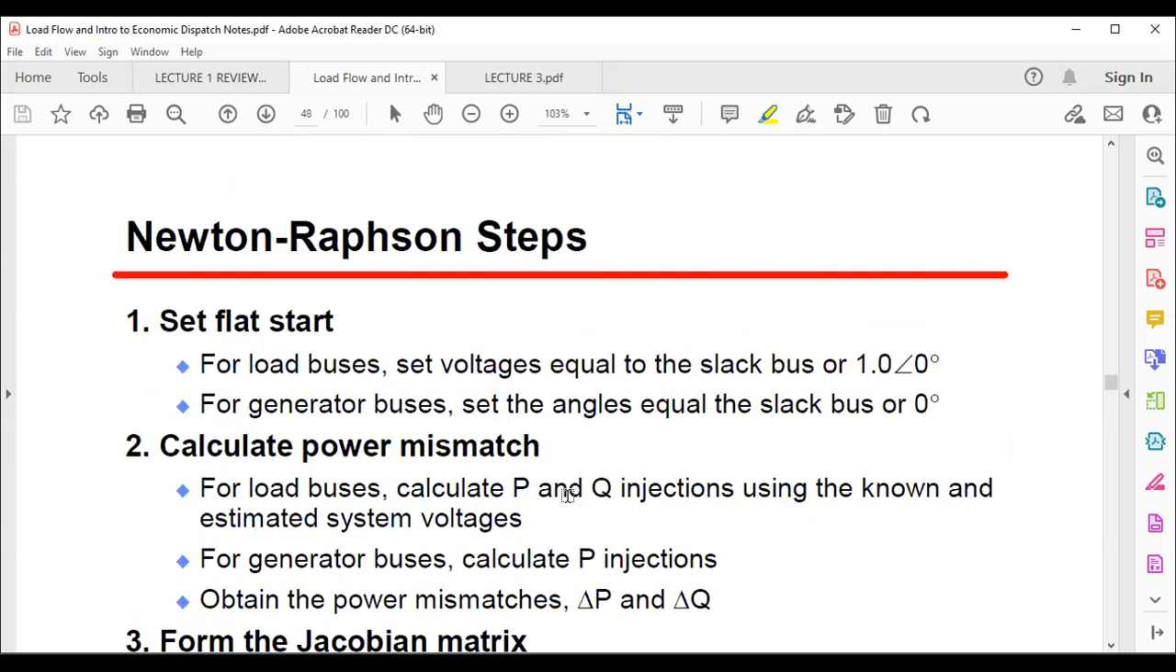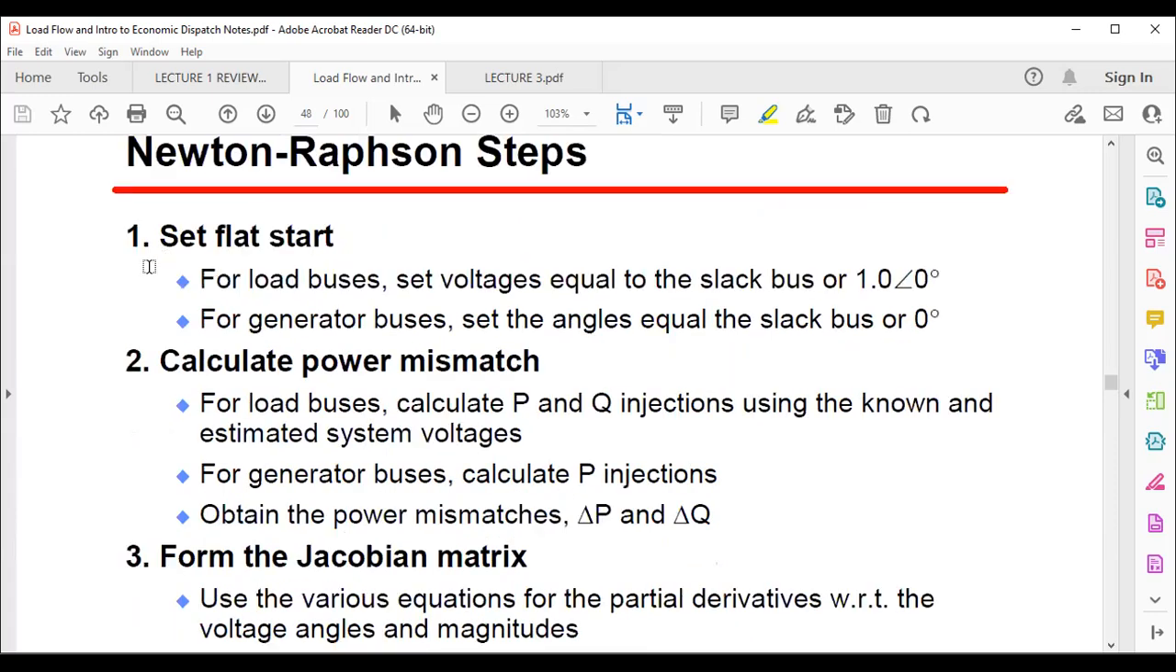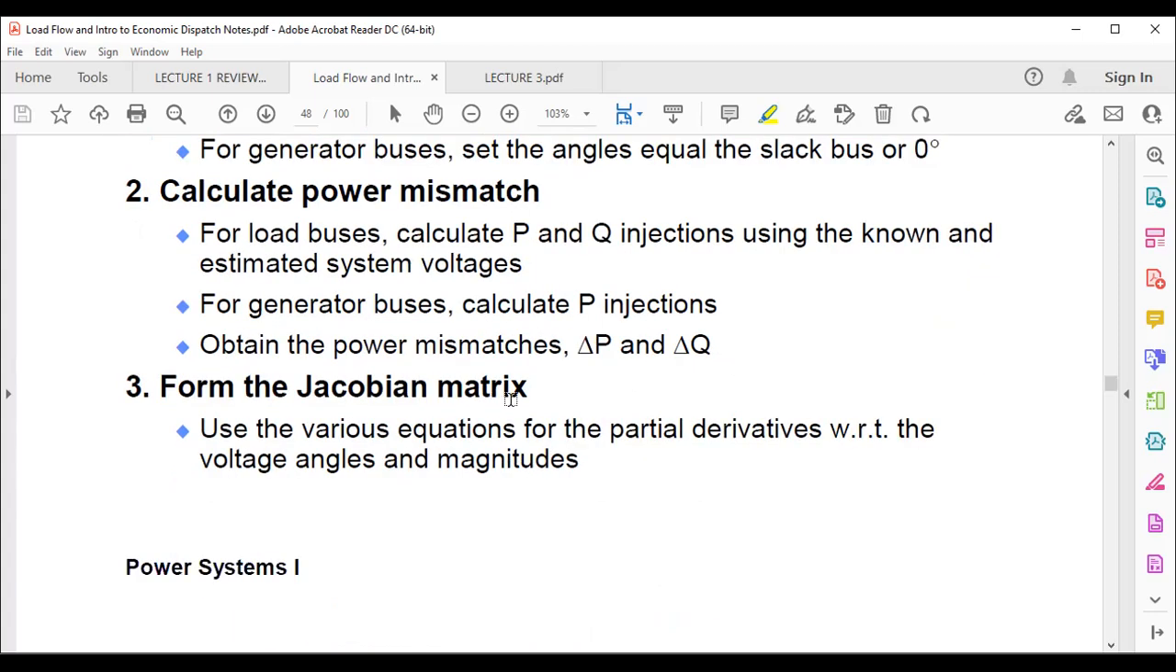So this is the general process of the Newton Raphson. First, we have a flat start, where we approximate the values of the voltages and the phase angles. This is what we call the initial guesses. Then we calculate the power mismatch. So we formulate the equations for power for each of the buses, and we calculate the P and Qs. Before we calculate the P and Qs, of course, we have formulated what we call the Y-bus matrix to enable us to calculate that. Then we formulate the Jacobian matrix.